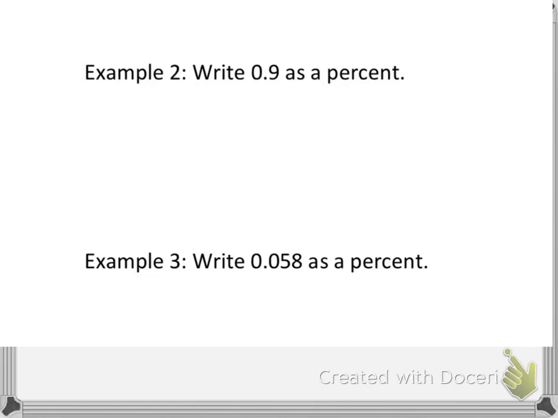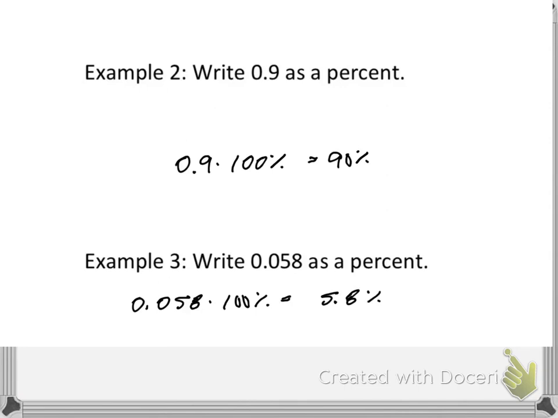Oops, I'm sorry. Okay, here's 2 more examples. Write 0.9 as a percent. So 0.9 times 100% gives us 90%. Okay, and one more, we have 0.058. Okay, so that is 5.8%. Okay, and remember, you always have your calculator in class, so you can always use that.